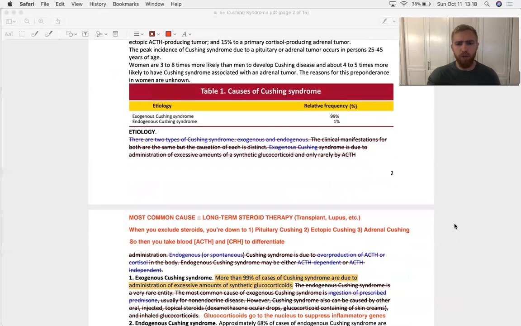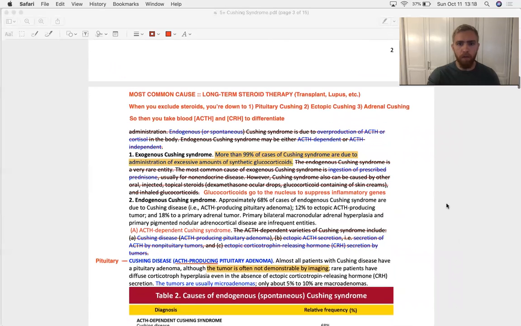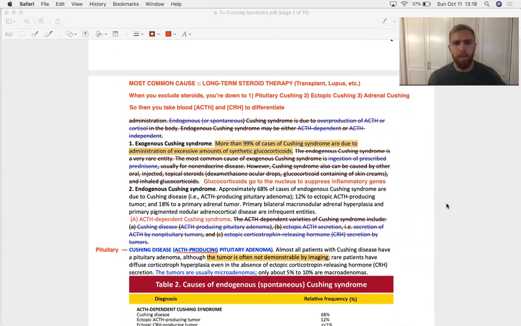So exogenous glucocorticoids are the bulk of Cushing syndrome, and patients would be on steroids for a very long time. For example, if they just had an organ transplantation performed, they might have to be on steroids for months, years afterwards, or maybe a chronic autoimmune pathology such as lupus or rheumatoid arthritis. You would start those patients on steroids for a very long time to control the inflammation and the symptoms associated therein.